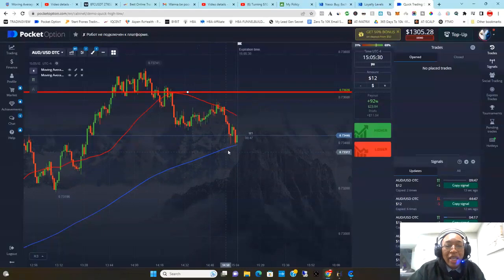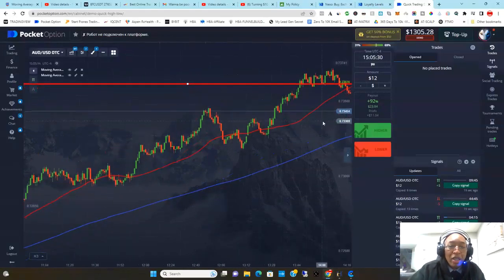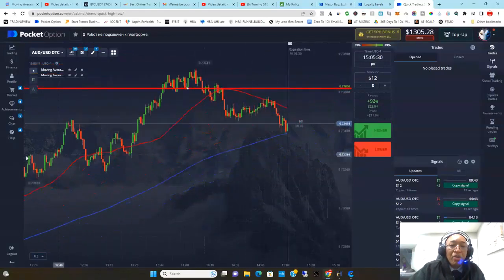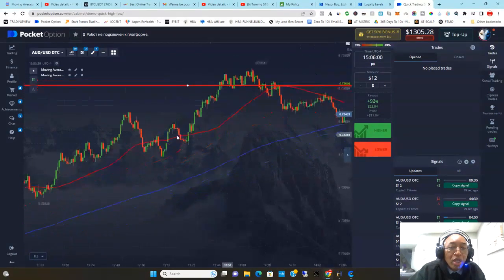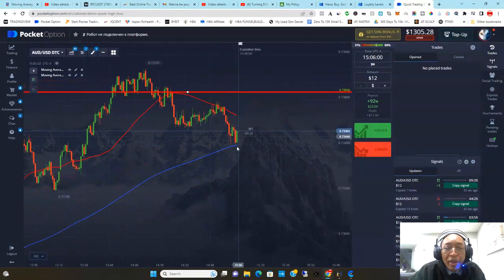Okay, and then I'll look for my blue line, where the candles touch the blue line. This is where the candle touched the red line, and where the candles are going to touch the blue line, I'm going to use that as my entry. They have not really touched here. Let's try another pair. Let's see.